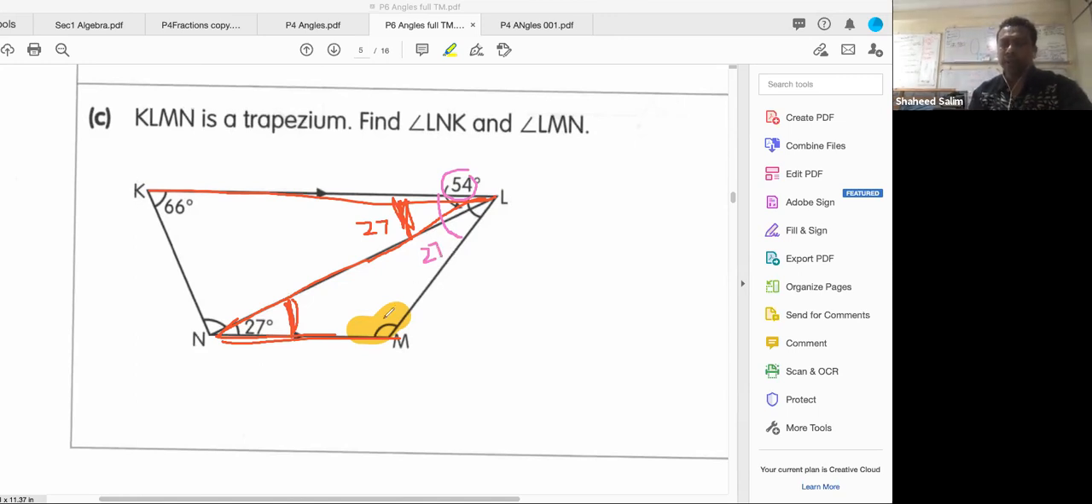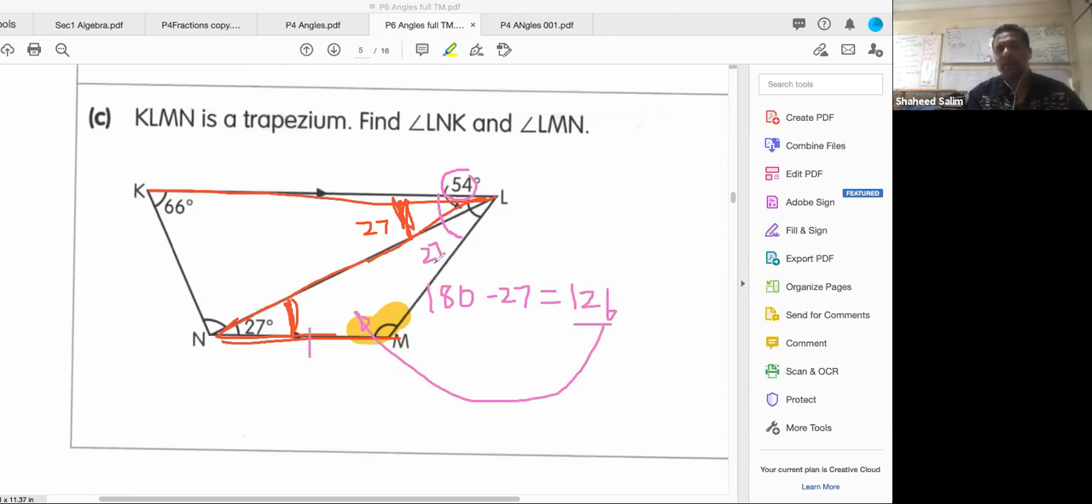So how to find this one? 180 minus this 27 minus 27, and you will get 126. So 126 is the answer for LMN. 126 here. In fact, what they did not tell you is that if this is 27 and 27, it is isosceles, so these two are actually the same. But never mind, it doesn't matter. So 126 is correct.